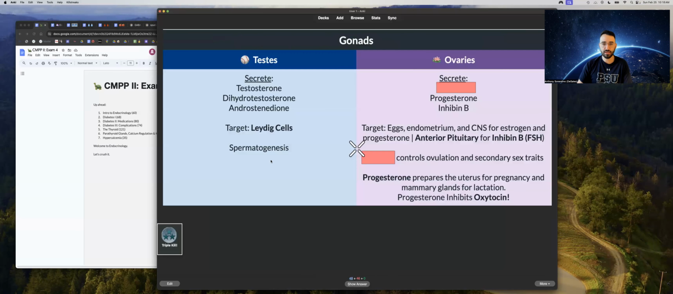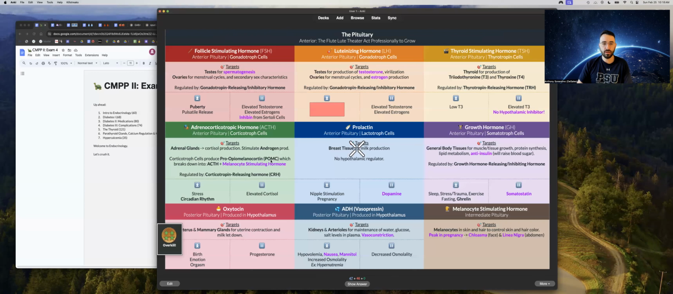This is going to be kidneys, gonads secrete progesterone, inhibin. What is missing? Estrogen? Let's go. All right. What upregulates luteinizing hormone? Oh, why would you do this? Elevated testosterone, elevated estrogens. Low testosterone and estrogens? Puberty. Okay. And pulsatile release. Puberty, I think, is a big one there.